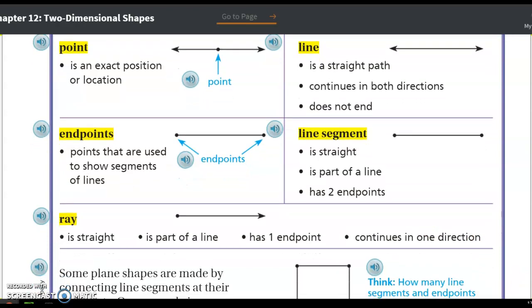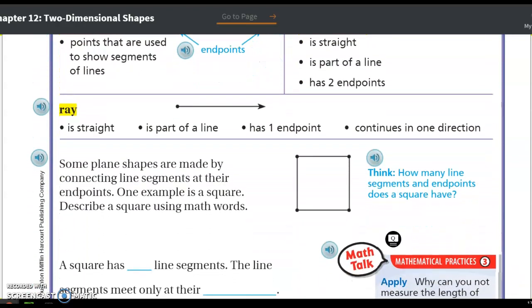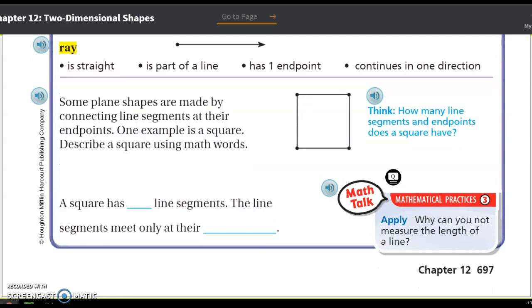So that's the basic vocabulary for the day. And our first question is, some plane shapes are made by connecting line segments at their endpoints. One example is a square. Describe a square using math words.